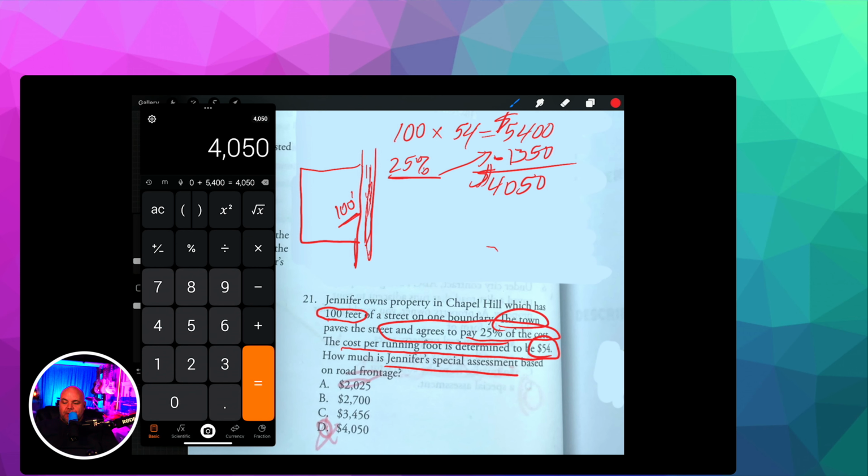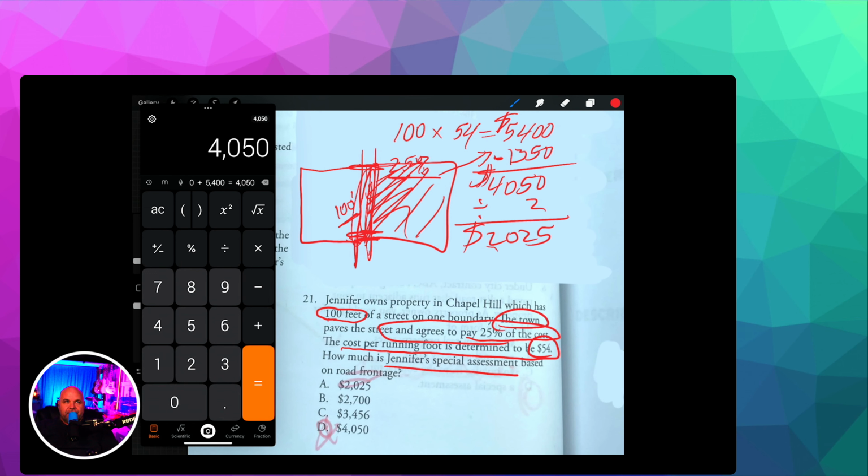Because she's not the only one that benefits from this section of street. It's not just Jennifer that gets to drive on this street and owns property bordering it. Somebody over here owns it too. Therefore, we need to divide that $4,050 by 2. So Jennifer's portion is $2,025 because she shares this portion of street frontage with the person across the street.